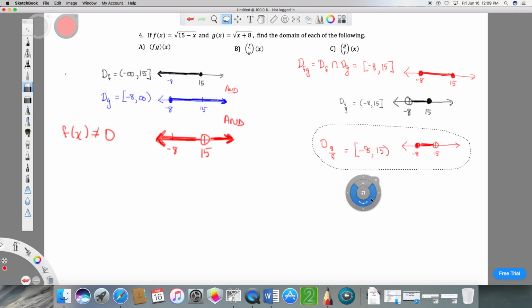So here's a comparison of the domains for A, B, and C for this problem.